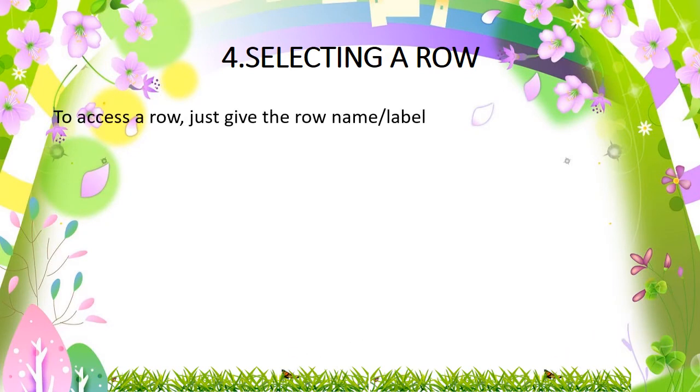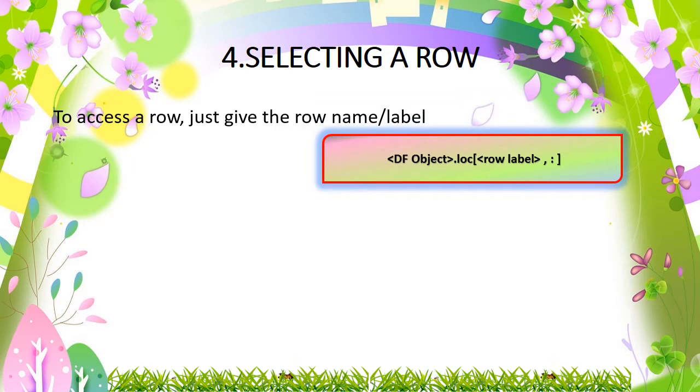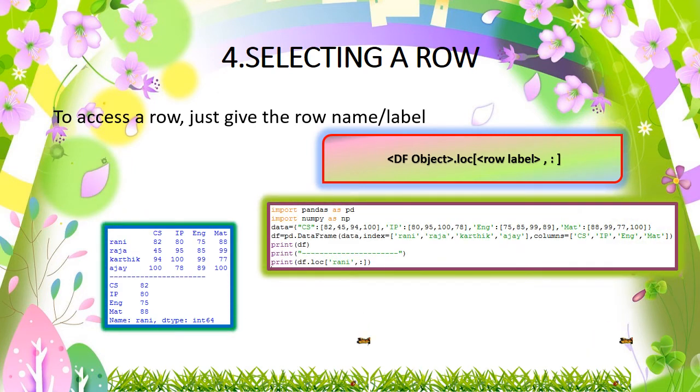To select a single row, we can use this formula: data frame object dot LOC square bracket row label comma colon. You see this example data frame. I am going to access the Rani row alone. So the corresponding Rani row data is displayed.